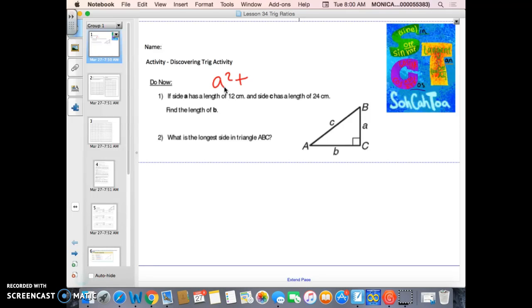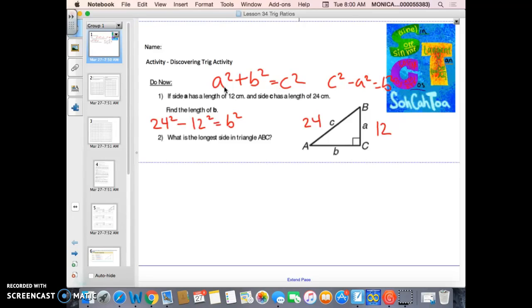a squared plus b squared equals c squared, or c squared minus a squared equals b squared, right? Where c is always the hypotenuse. Okay. So now, if side A has a length of 12 and side C has a length of 24, and you want to find side B, well, you're going to apply the formula 24 squared minus 12 squared, and that will give you b squared.